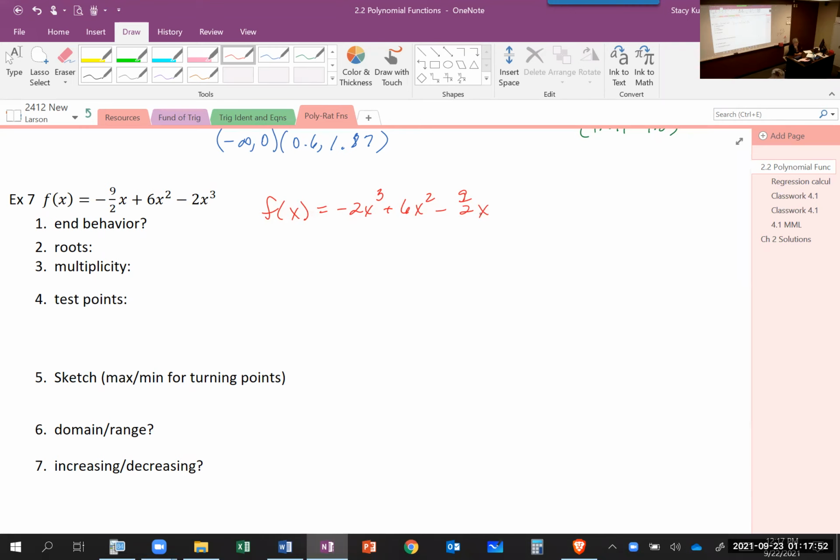So what's the end behavior here? Is this even or odd? It's odd, okay, so this is an odd function. But there's a negative sign for the leading coefficient, correct? So it's going to flip, isn't it? Yes, so we are going to move in opposite directions, but on the left, we're going to go to positive infinity, and on the right, we'll go to negative infinity.